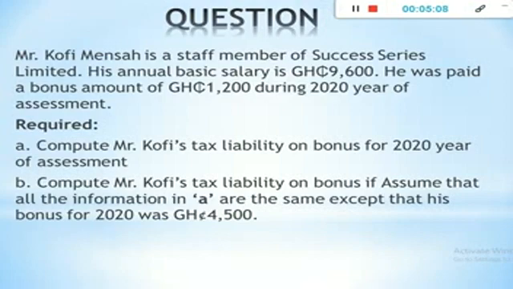So you have to take key notes of certain things. You have to know our annual basic salary, which is 9,600. We have to know the bonus amount here, which is 1,200, and then you have to know that the B aspect is the same, in the case whereby all the information in our question is true but the bonus amount has changed to 4,500. So these are the key items we need for our computation. Now let's dive into the solution.